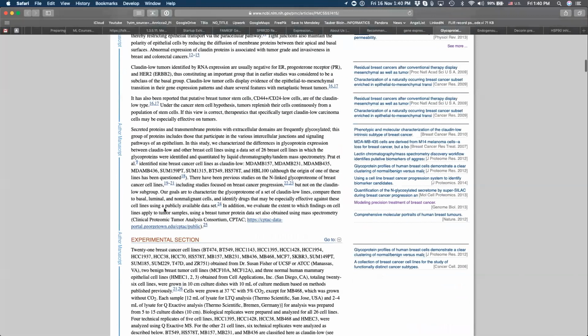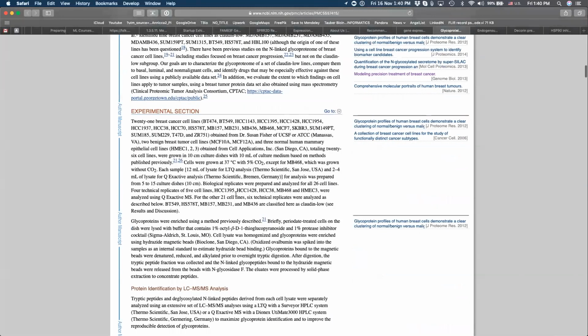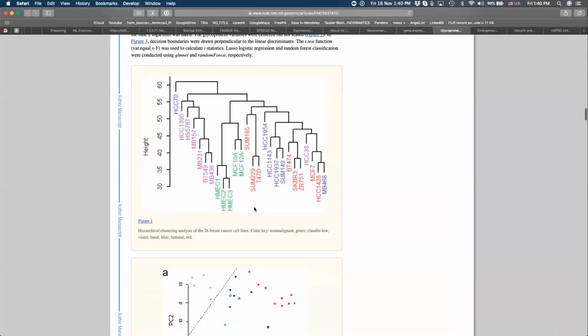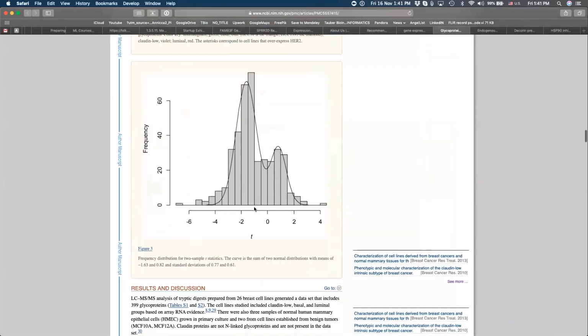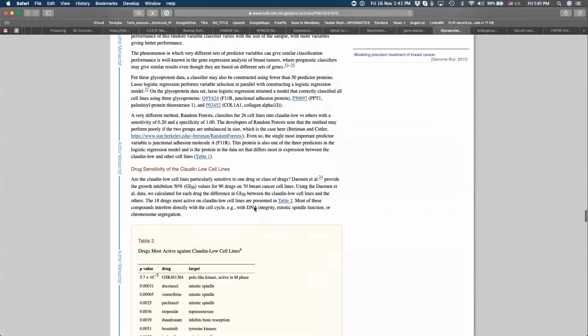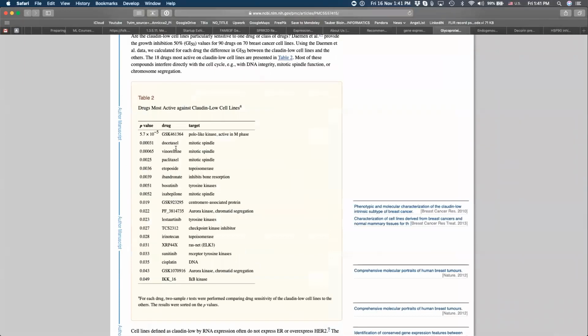where they were able to understand that there's a specific profile of expression that is specific to the Claudin-low class of cell lines or patients. And also there are some drugs that are more or less effective specifically for Claudin-low cell lines, right? So right here, as I was showing you before, they identified specific drugs that were most active against Claudin-low cell lines.